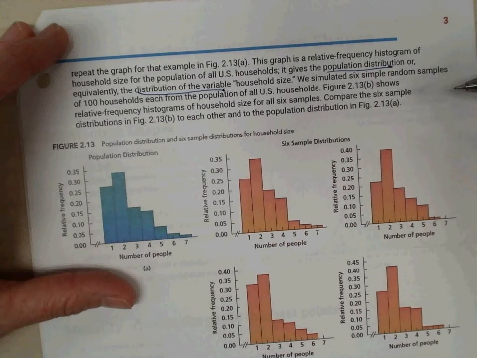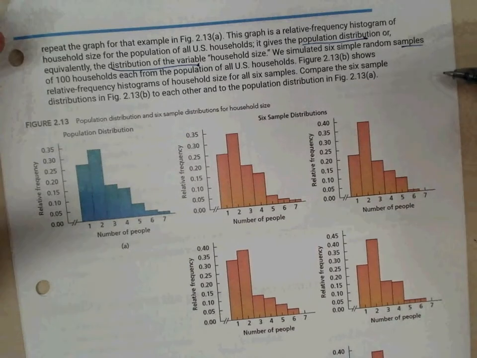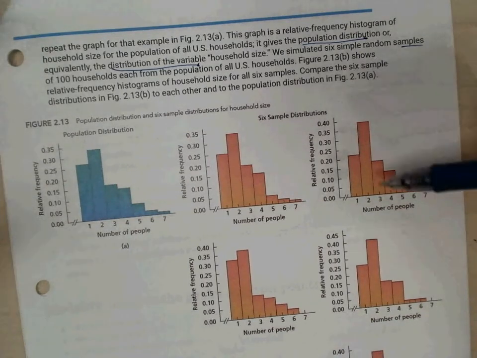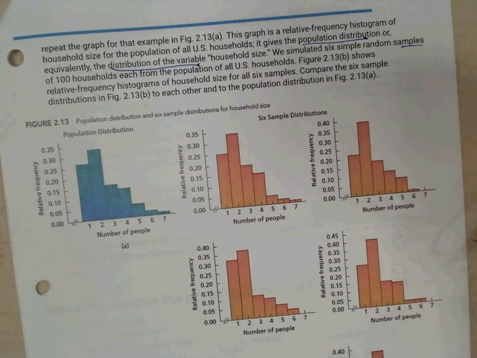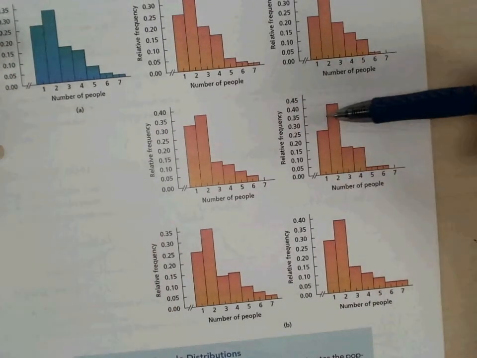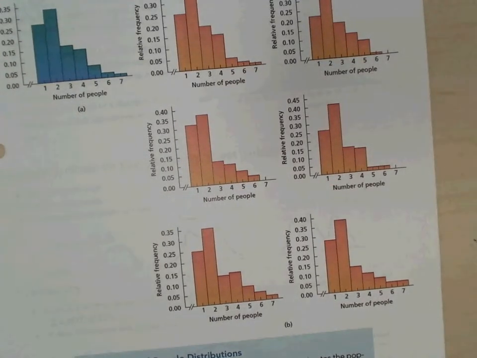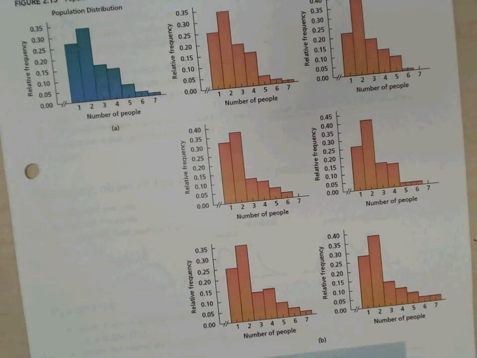We simulated 6 simple random samples of 100 households each from the population of all U.S. households. So each one of these orange graphs represents a sample distribution. Figure 2.13b shows relative frequency histograms of household size for all 6 samples. Compare the 6 sample distributions to each other and to the population distribution. So pause for a moment, look at each of these orange graphs, compare them to one another, and compare them to the population distribution. What do you notice is similar? What do you notice is different? I'll let you think about that quietly for a minute.